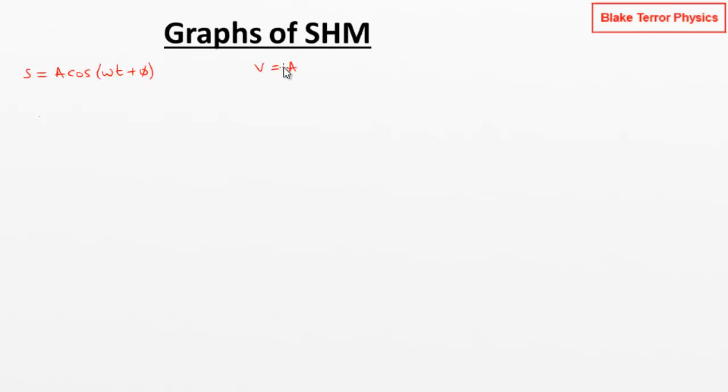Then we've got minus A omega sine omega t plus phi for our velocity, and our acceleration would then be minus A omega squared, back to cos again, omega t plus phi. Okay, so these ones are quite easy to draw out. We're just drawing some kind of sine function or cos function.